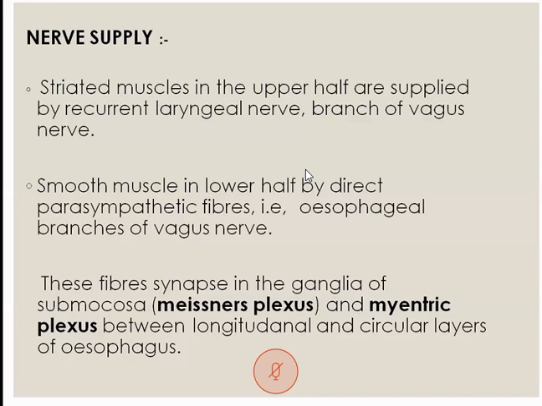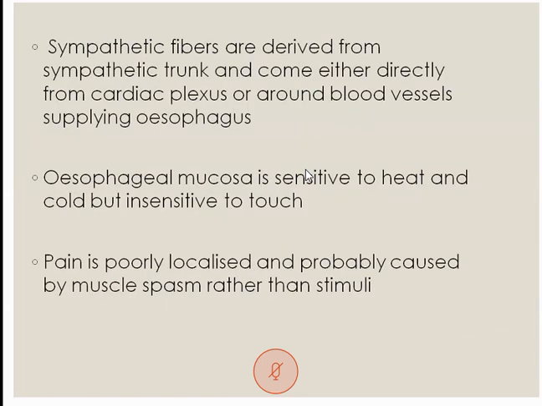Ganglia present in the submucosa are called the Meissner's plexus, and other ganglia present between the longitudinal and the circular layers are called the myenteric plexus. Meissner's plexus and myenteric plexus. The applied anatomy: when there is a defect in the myenteric plexus, there is a dilatation of the lower end of the esophagus, which we'll see in the diseases.